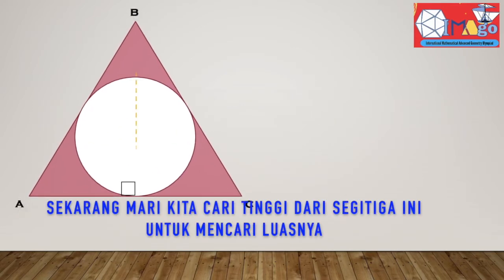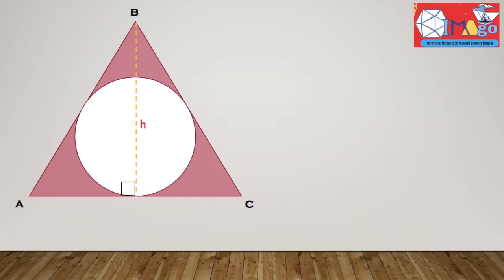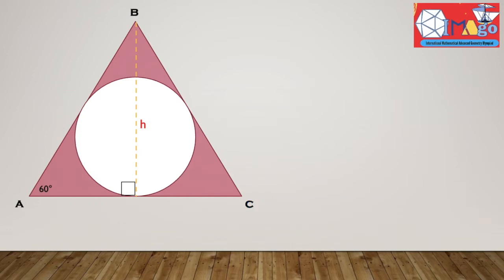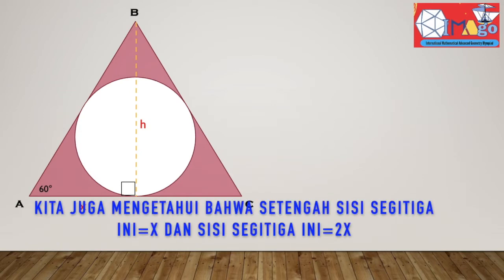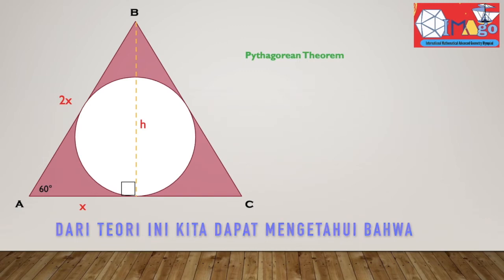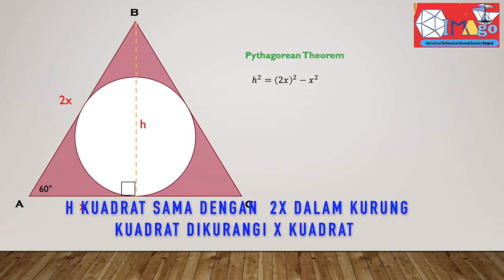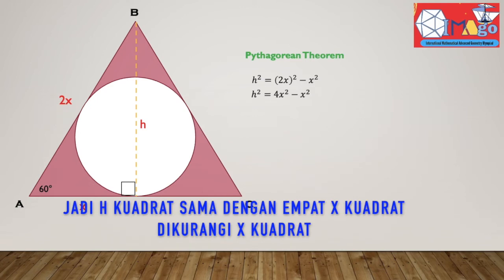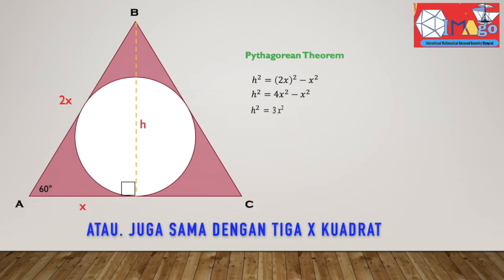Now let's find the height of this triangle to calculate its area. From before, we know that all inner angles of this triangle are 60 degrees. And we also know that half of the side of this triangle is x, and the side of this triangle is 2x. To calculate the height, we can use the Pythagorean theorem. From this theorem, h squared is equal to (2x) squared minus x squared. Hence, h squared is equal to 4x squared minus x squared, or also equal to 3x squared.